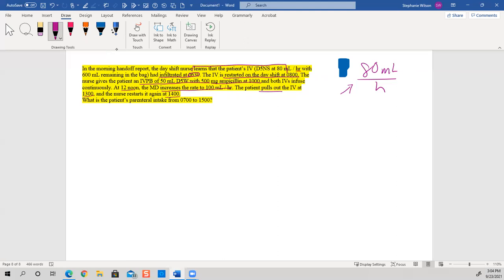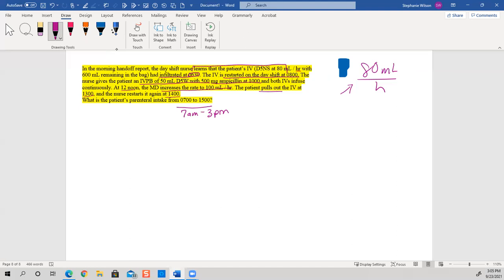Okay, so we got a lot going on, guys. So let's look at our shift. Our shift said our patient's parental intake is going to be from 0700 to 1500. So that means 7 a.m. to 3 p.m. that we need to document. All outside that window, someone else has already documented. So let's go back. So 6:30 to 0800, that hour and a half's gone.